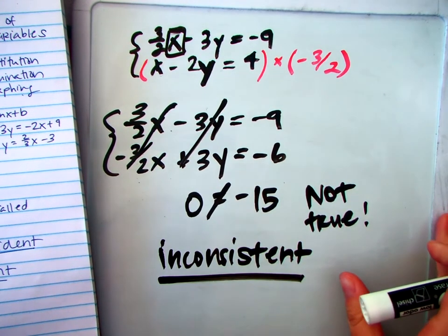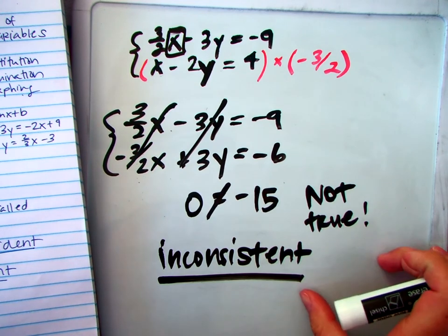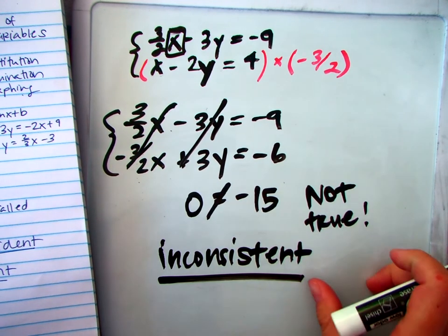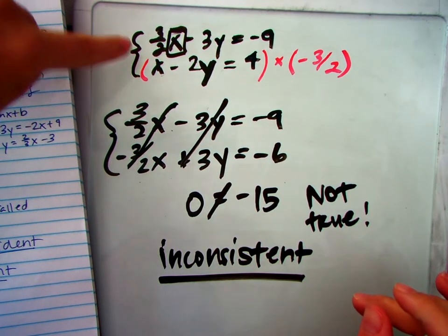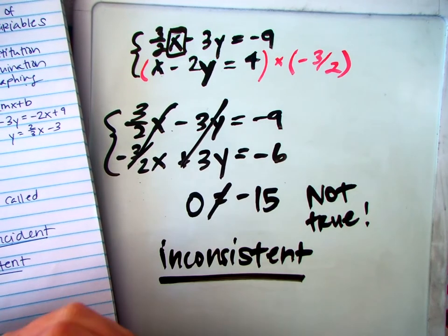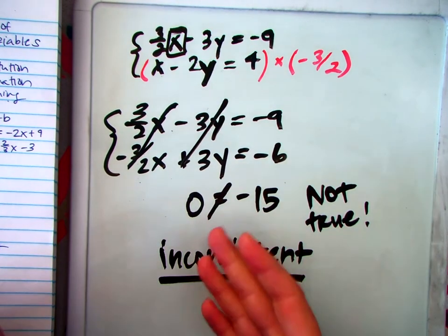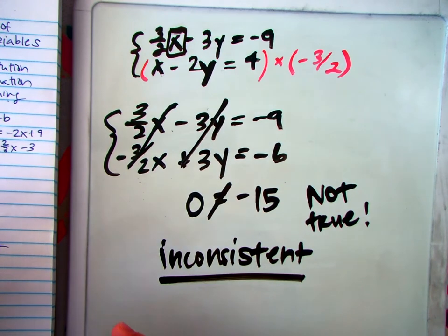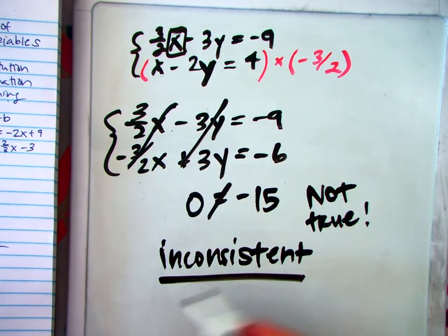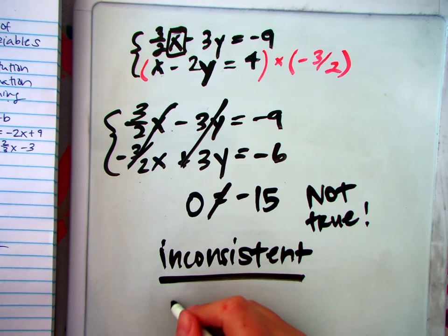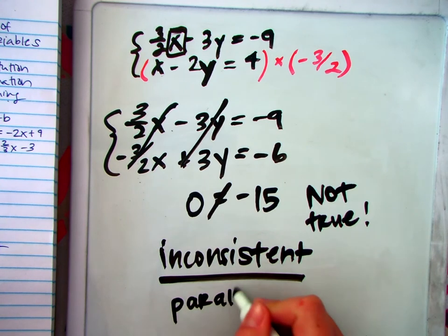So imagine then what the graph would look like if I were to graph these two equations the same way we did on the previous example. What does it mean if two lines don't meet? What's it called when we have two equations or two lines that will never ever meet? So when you have an inconsistent linear system, it's because the lines are parallel lines.